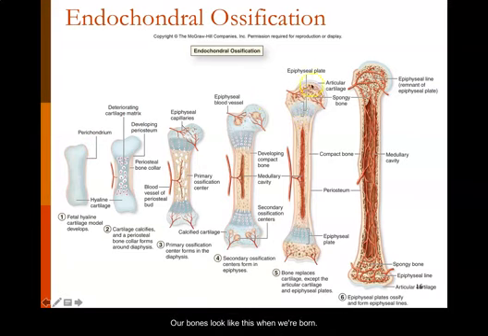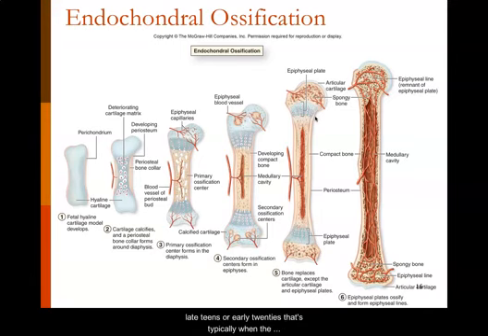Our bones look like this when we're born. Bone tissue in the epiphysis, bone tissue in the diaphysis, but hyaline cartilage in the metaphysis area. This is referred to as the epiphyseal plate of hyaline cartilage. And that epiphyseal plate will not fully ossify until we've reached our final height. Usually, we stop growing, we stop elongating right around our early adolescence stages.